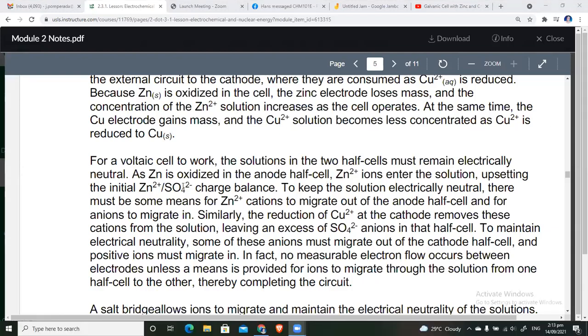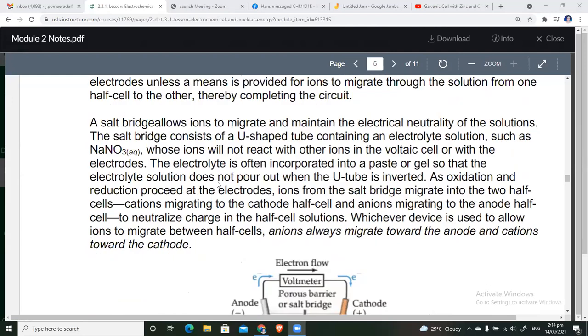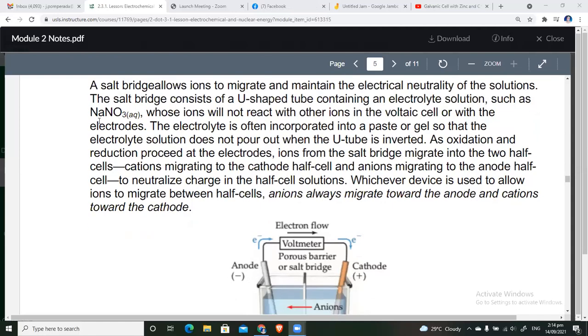So for the voltaic cell to work, the solution in the two half cells must remain electrically neutral. Okay, that's the goal. I mentioned already, there has to be a connector, and that connector is what we call the salt bridge. I'm sure this is not something new. A salt bridge allows ions to migrate. It was not specified in this sentence which ions migrate to maintain the electrical neutrality of the solution. The salt bridge consists of a U-shaped tube containing an electrolyte solution such as sodium nitrate.